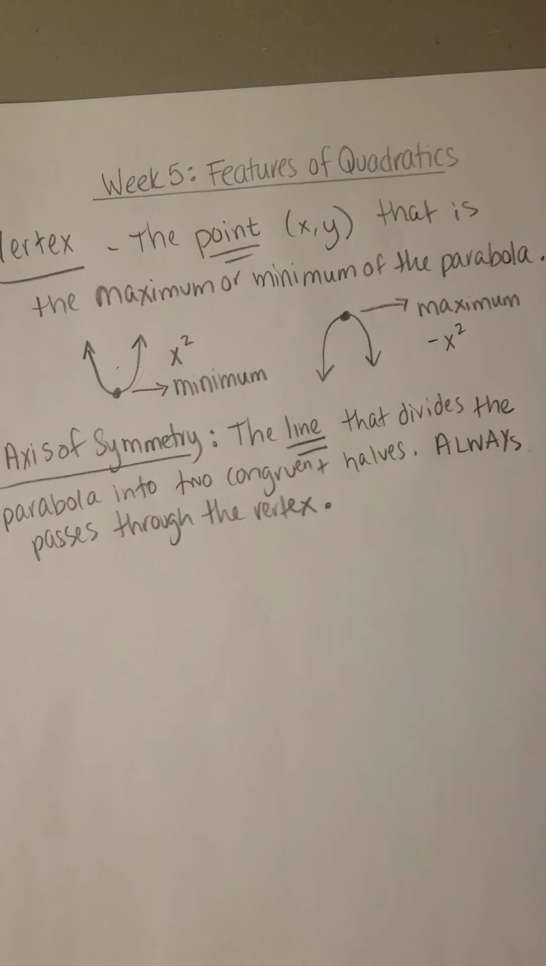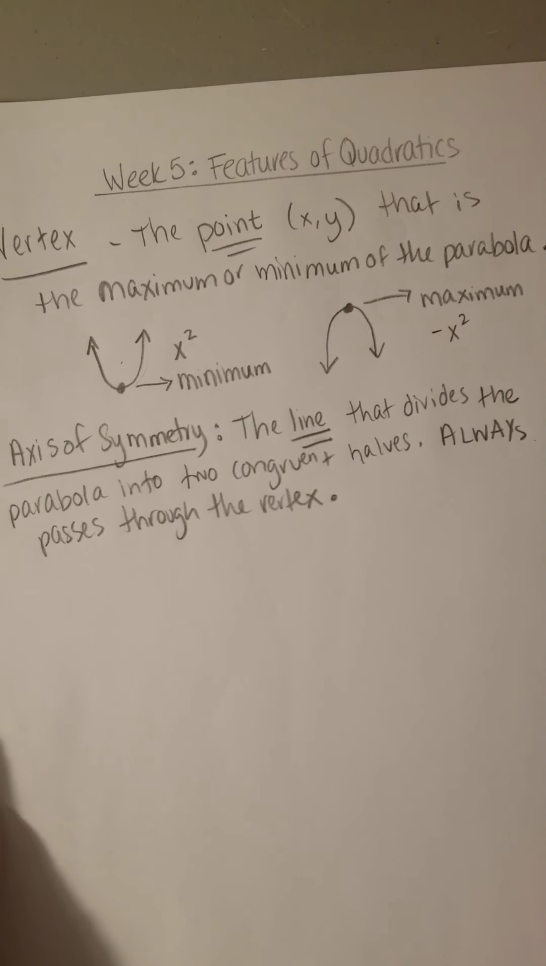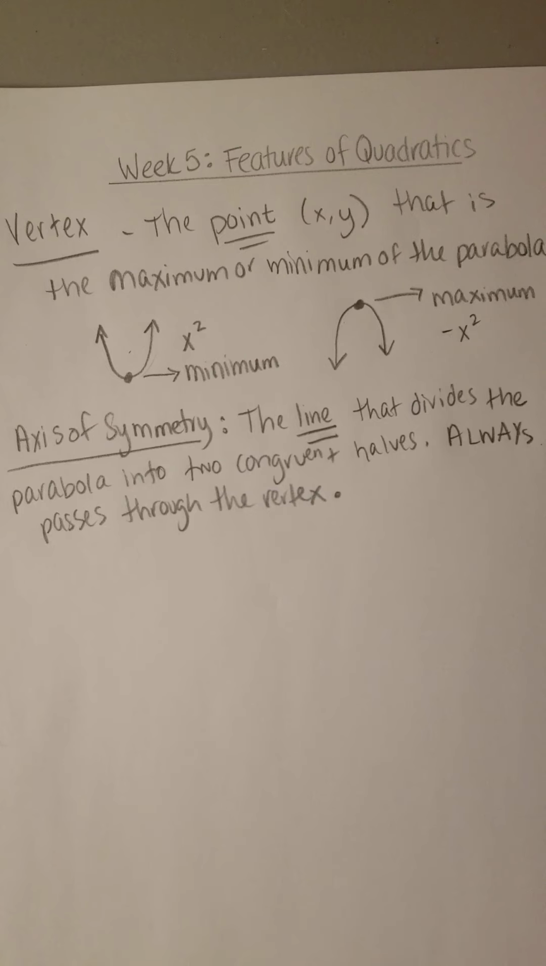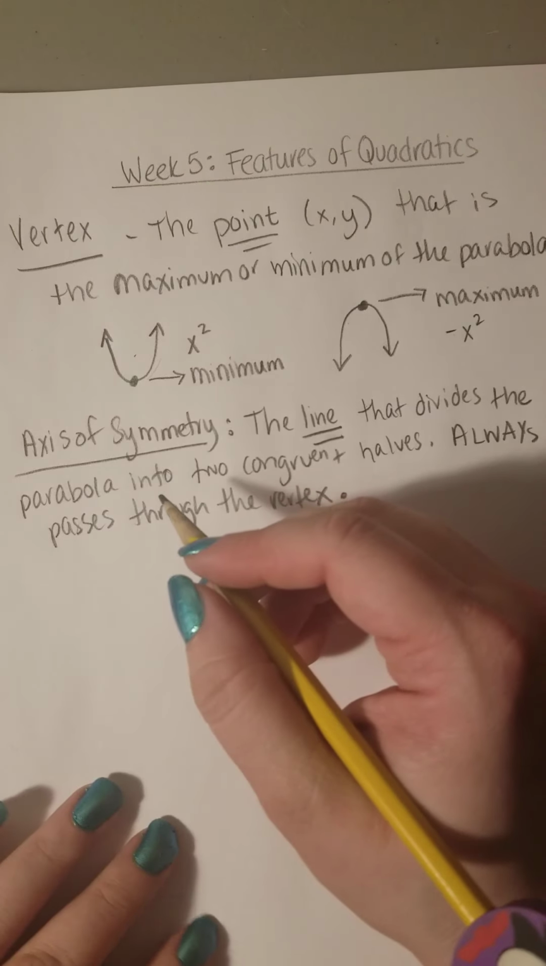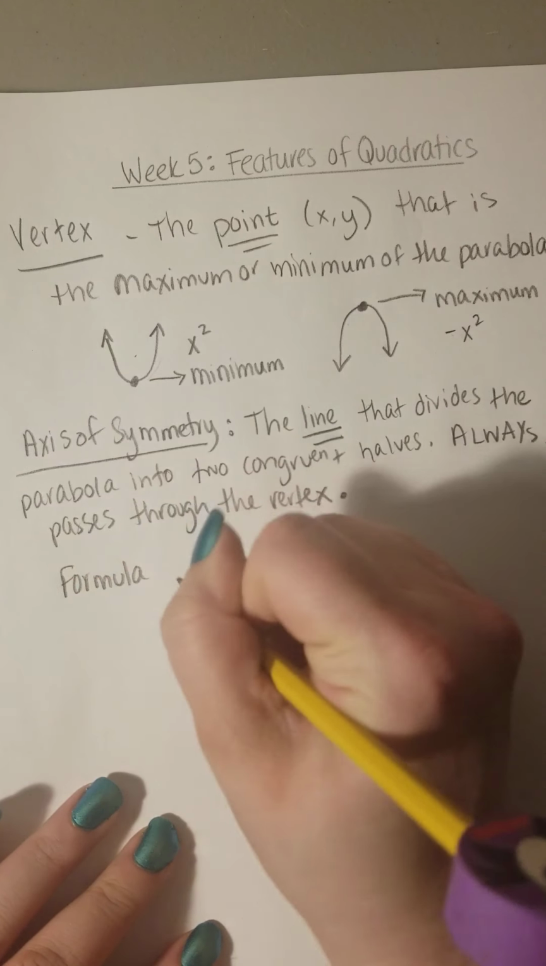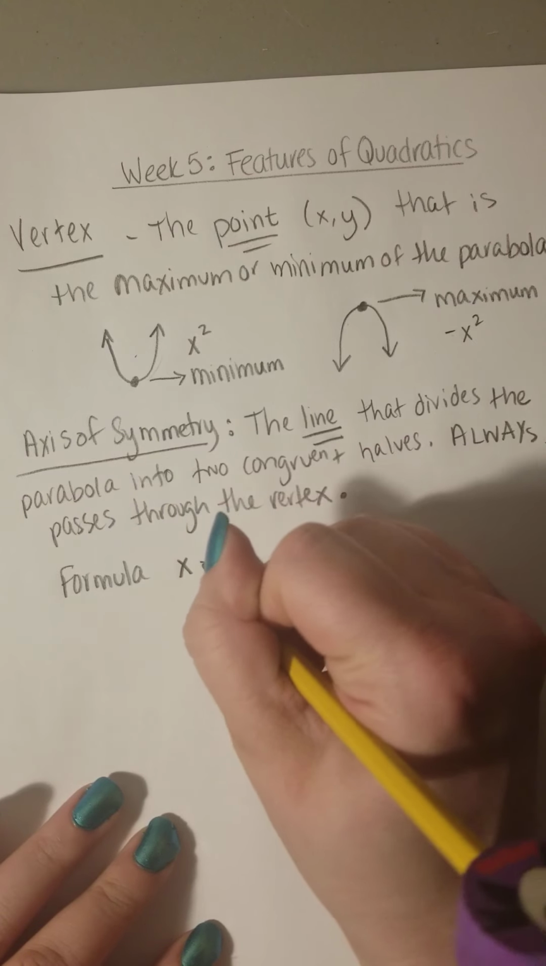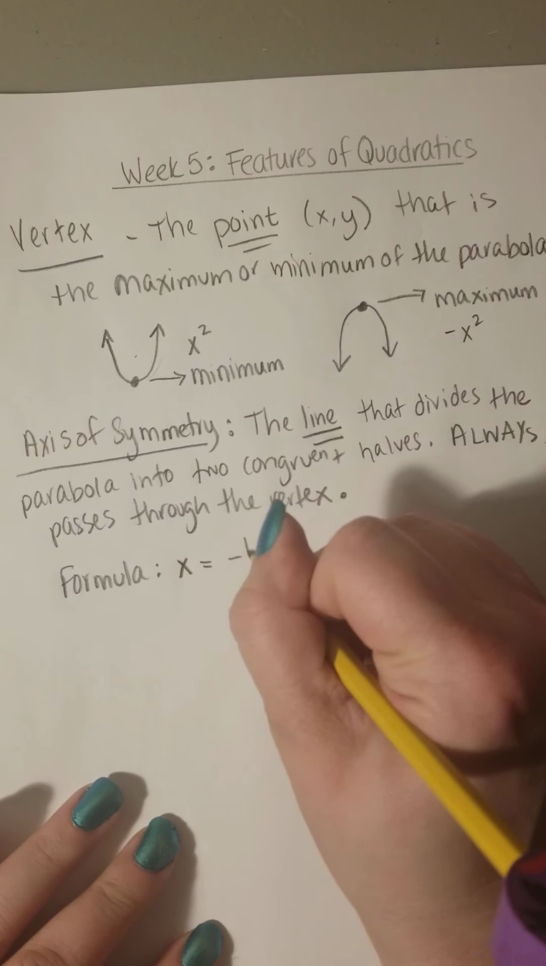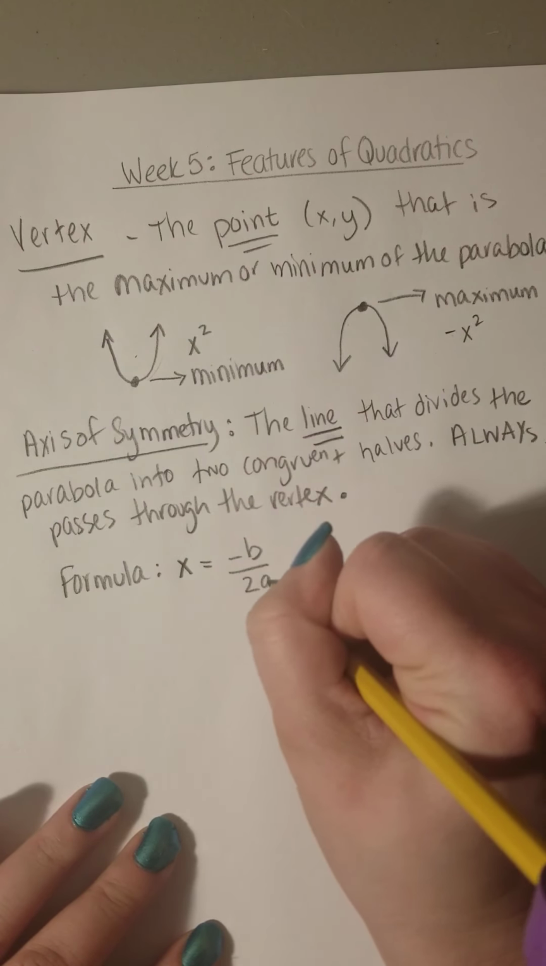Okay. Now, often it's really easy to just look at a parabola and tell where that axis of symmetry is, but sometimes it's not. So instead, in those cases, you can use the formula to find what it is, and the formula is simply this. It's x equals -b over 2a.